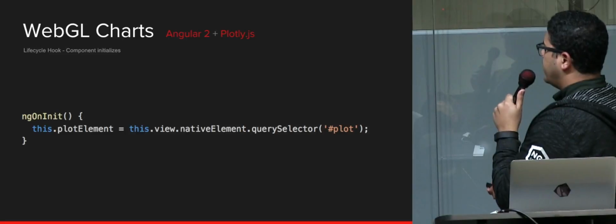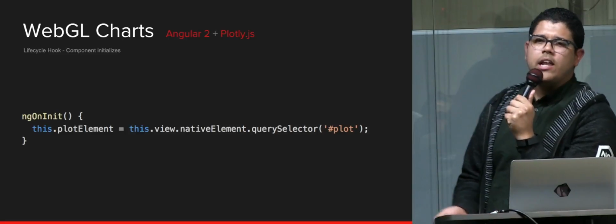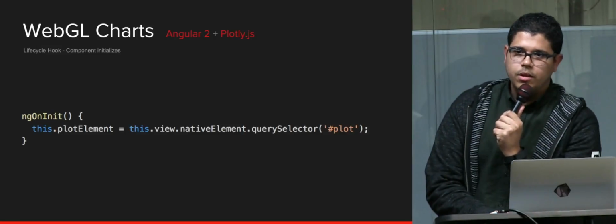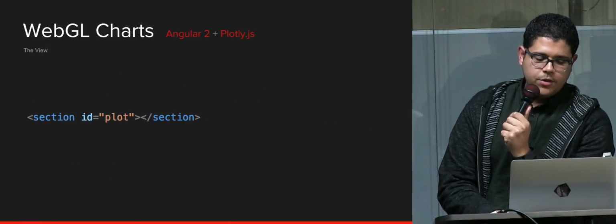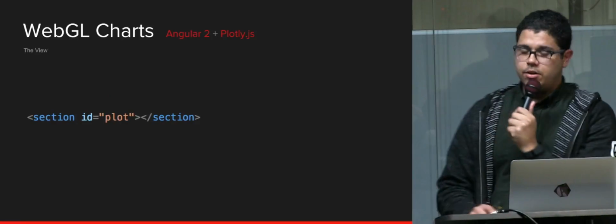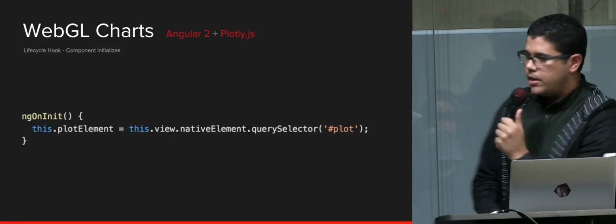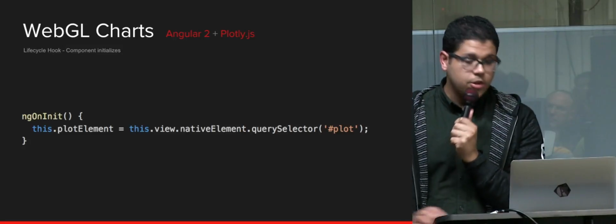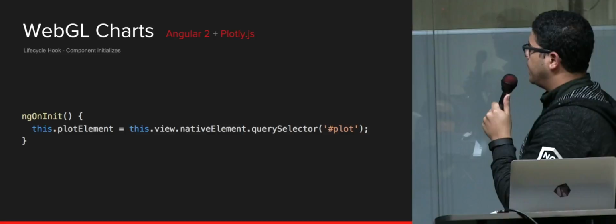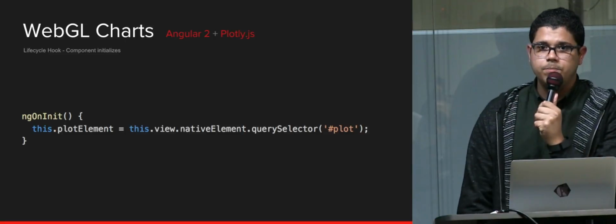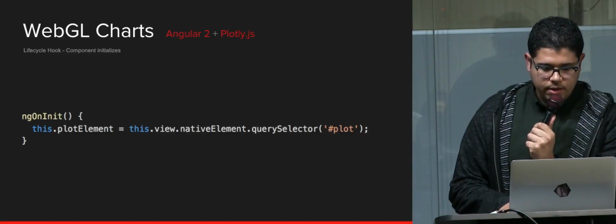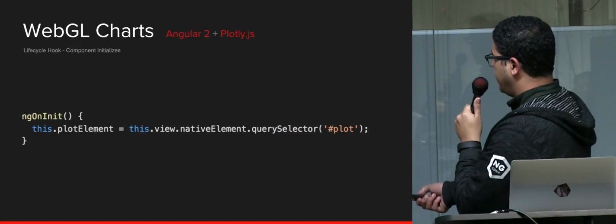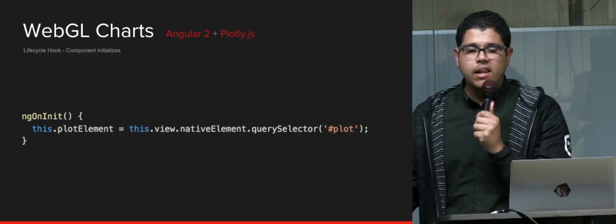We have a native element, and then I'm just querying within my template. I only have one element, but I'm doing a querySelector for plot. So basically, I'm just querying the only element that I have in my view. I have a container here. So what am I doing? The ngOnInit is going to execute once the component is ready, and now we have plotElement, which is equal to that DOM element, which is the plot.